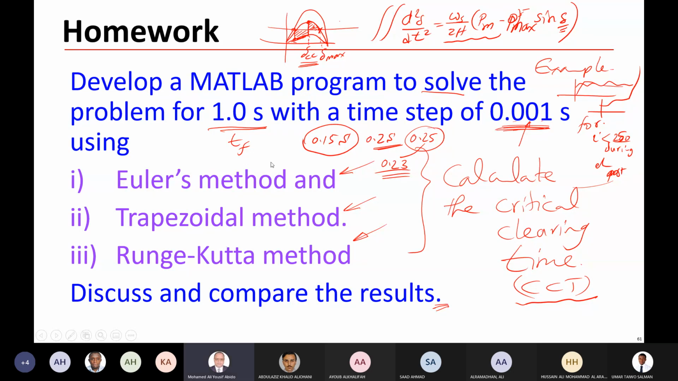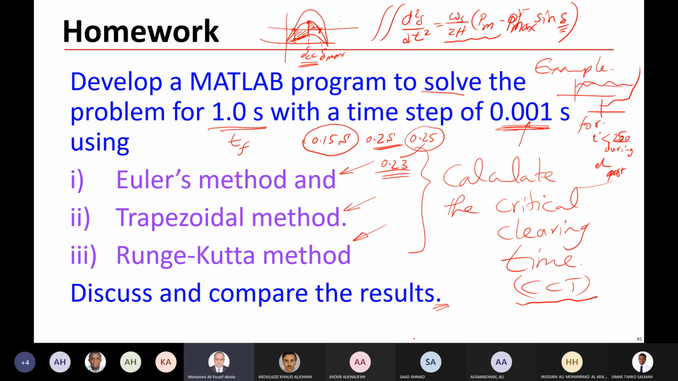The homework is clear? Take a note here on the slides you have and write: calculate the critical clearing time. Of course, once you calculate the critical clearing time, you can get the critical clearing angle. But the critical clearing angle is not that important for us. Now we need the time duration of the fault.